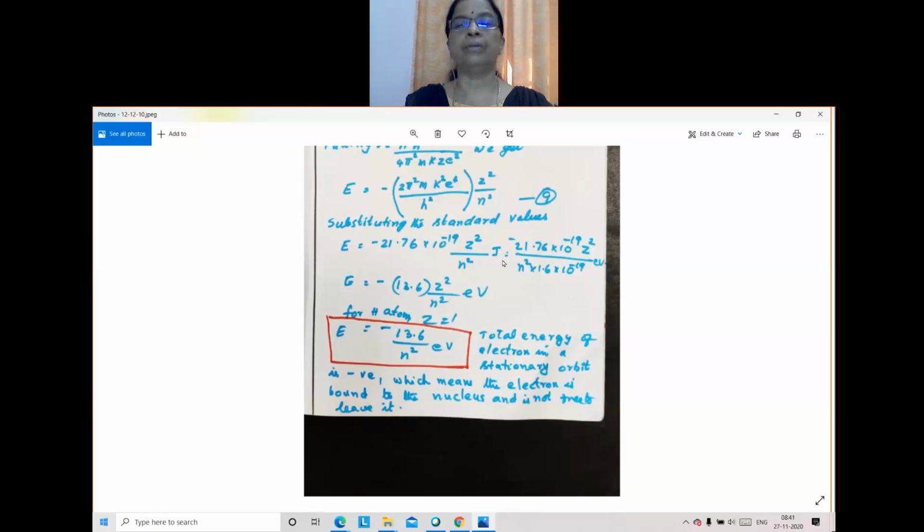So this is in joules. If you get the energy in joules, in order to convert into electron volt, you have to divide by 1.6 into 10 raised to minus 19. Or if you want to convert into million electron volt, what will you do? Divide by 1.6 into 10 raised to minus 13.